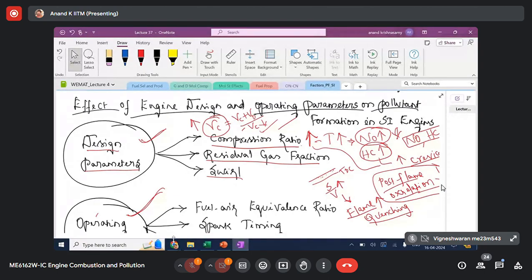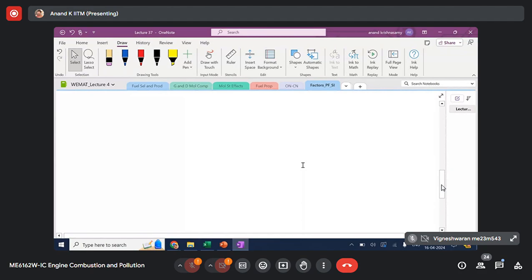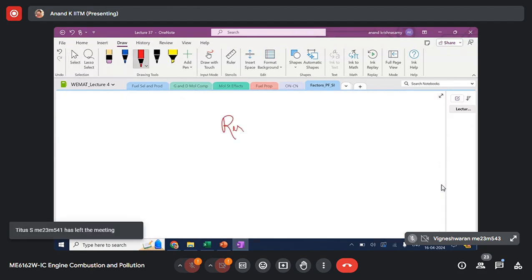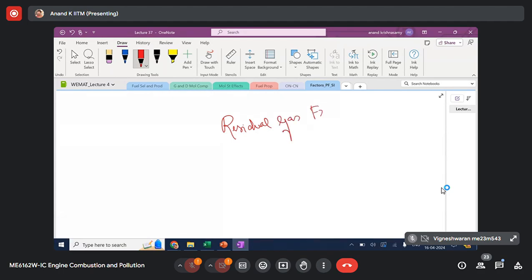So you need to carefully optimize compression ratio in such a way that you are not increasing pollutant emissions very high. The second variable is residual gas fraction. Did I already talk about residual gas? Yes, sir. During valve overlap period, you have told. So what is this residual gas fraction? The burnt gas which has not escaped the cylinder, which carries over to the next operating cycle. Generally, this residual gas is around 4 to 8% by volume.